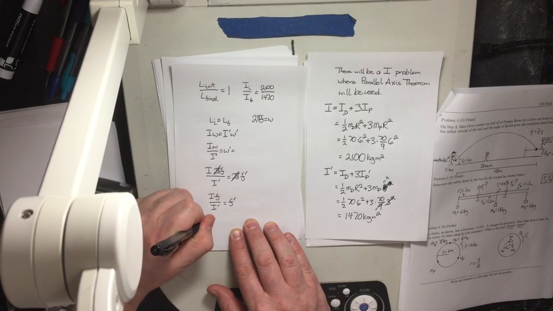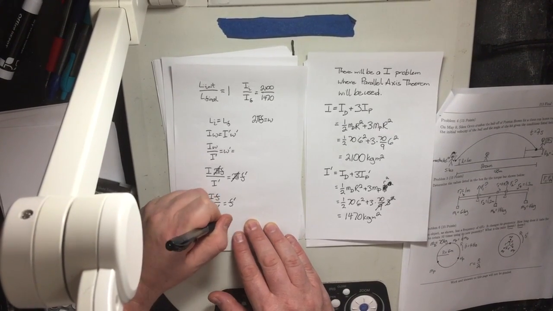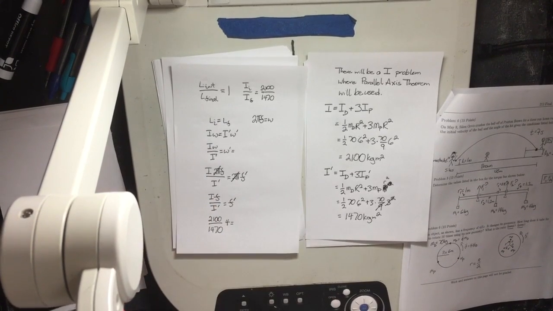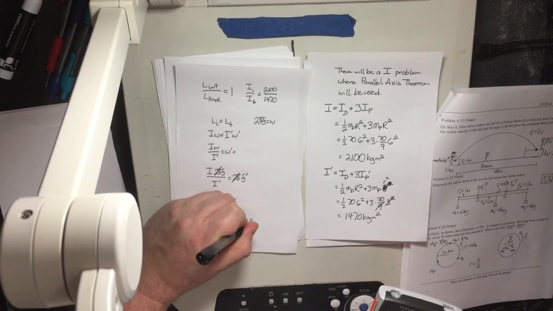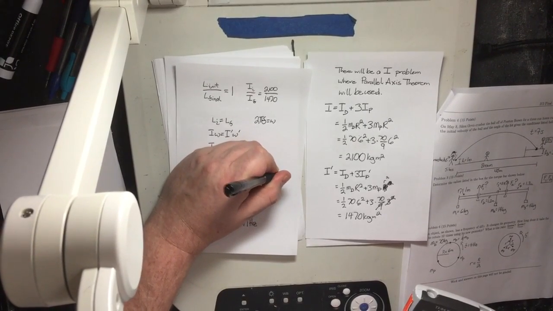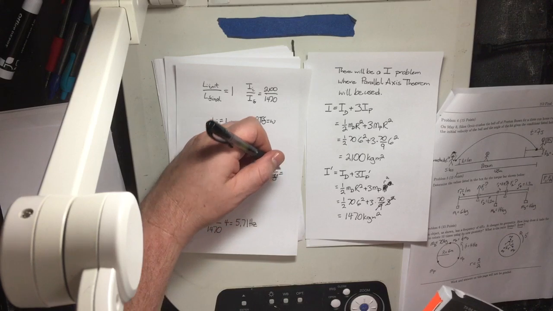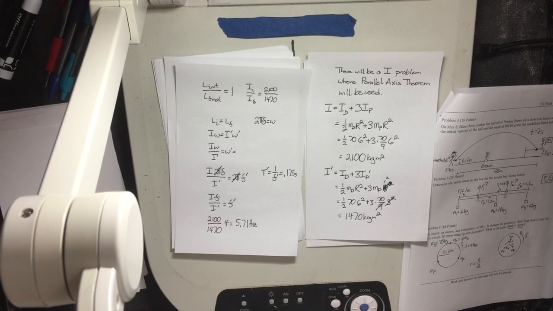I is 2100. We're going to still need that number. 1470. Frequency old is 4. So the new frequency is 5.71. The new period is 1 over the new frequency, and so that new period is 0.175 seconds. So it takes 0.175 seconds for this thing to rotate.